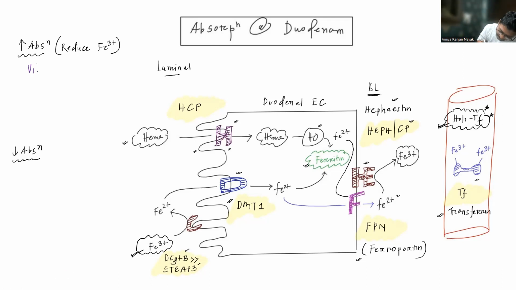Examples are vitamin C, glucose, and certain amino acids. So these things can actually reduce the ferric form to ferrous form and help in increasing the absorption.